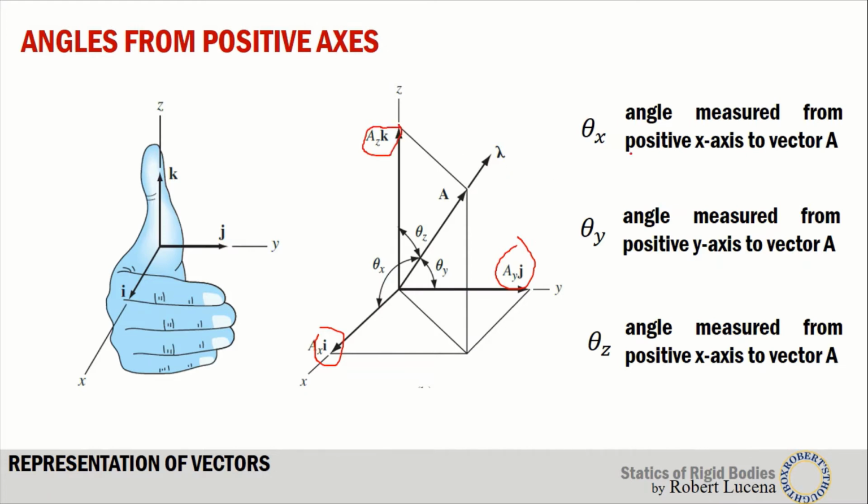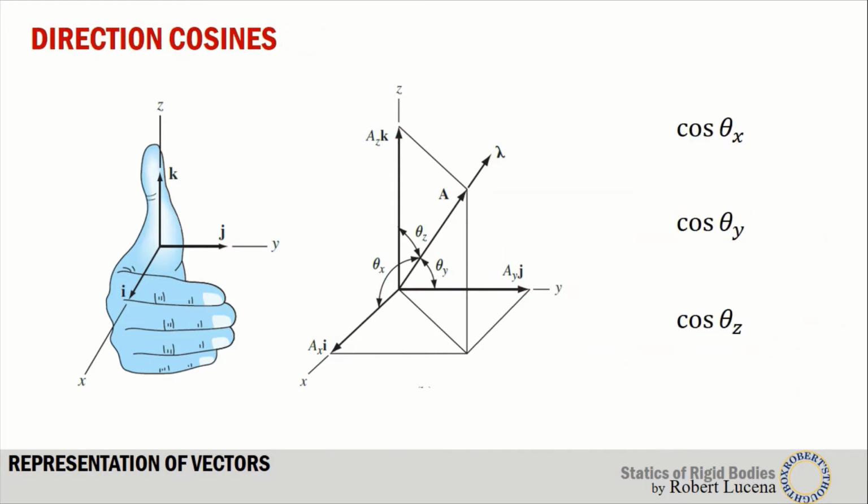Now as you can see, there are three ways of measuring the angle of vector A. We have theta x, that is the angle measured from the positive x-axis. Theta y, which is the angle measured from the positive y-axis to vector A, and theta z. That's why it is important to know where the positive side of the axis is. It's because you are about to measure the angle between the vector and the positive axis.